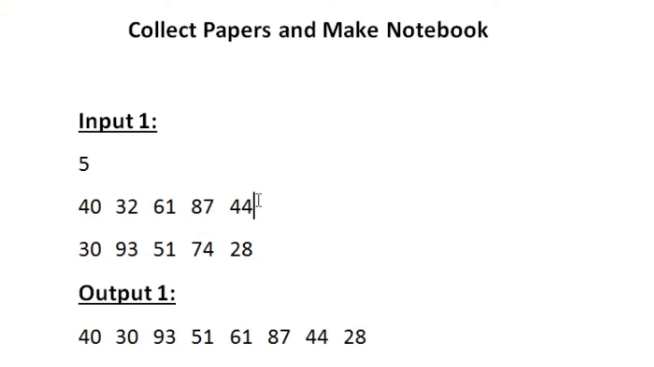So now after moving right, there are 44 papers and here 28 papers. So he will take both. So 44 and 28. He will move from up to down. So here we can see that 87, 44 and 28. So these are the papers that the boy uses to make his new notebook.